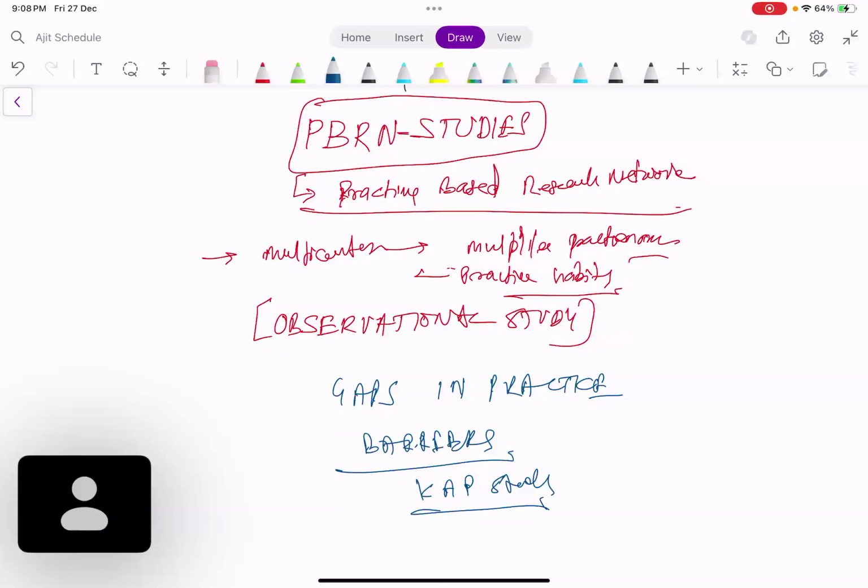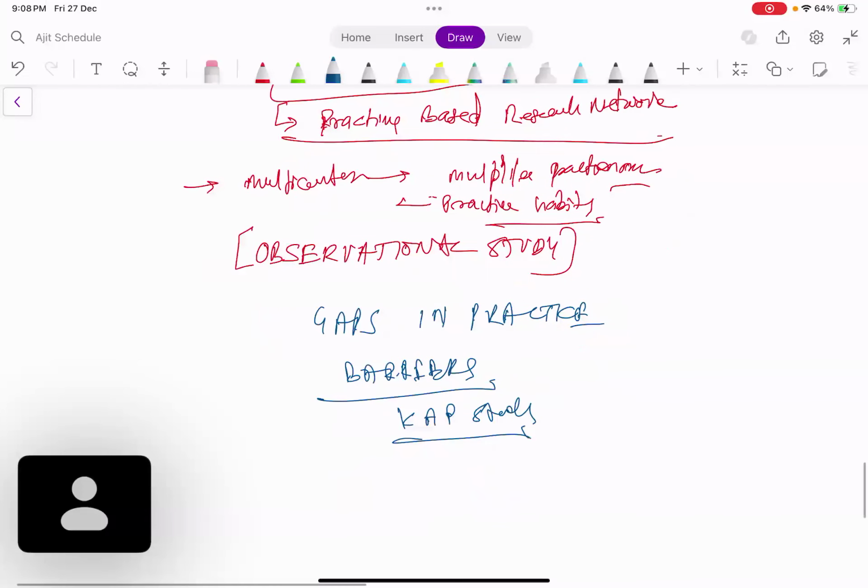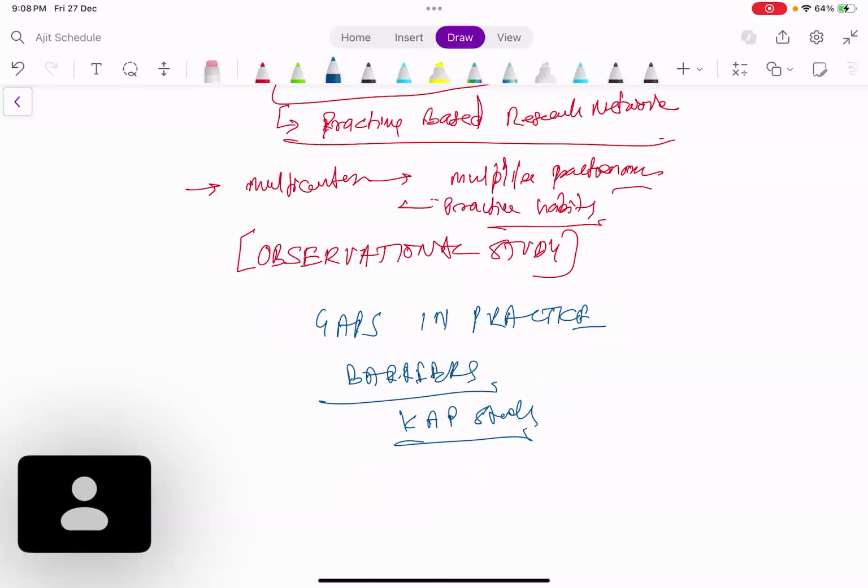One network means either one city, or under one name, like there are multiple Yasoda hospitals, multiple branches. There are Manipal hospitals, multiple branches, right? Like that, there are Medanta hospitals, multiple branches. So that kind of study can be done to evaluate the adoption of the guidelines, or how they are using the guidelines, right guys? So these are the types of studies you can plan for. You can plan for any disease, any type of study, right?